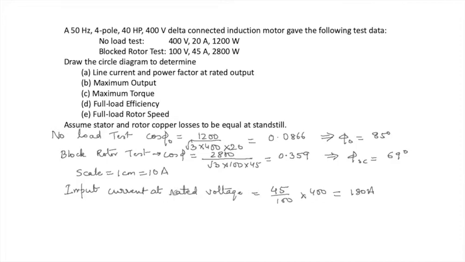Now we will draw the circle diagram. To draw it, we will take the x-axis and y-axis. What we have calculated for the no-load current is phi 0 equal to 85 degrees, and the no-load current I0 is 20 amperes. We'll draw the no-load current OA at 85 degrees from the y-axis.